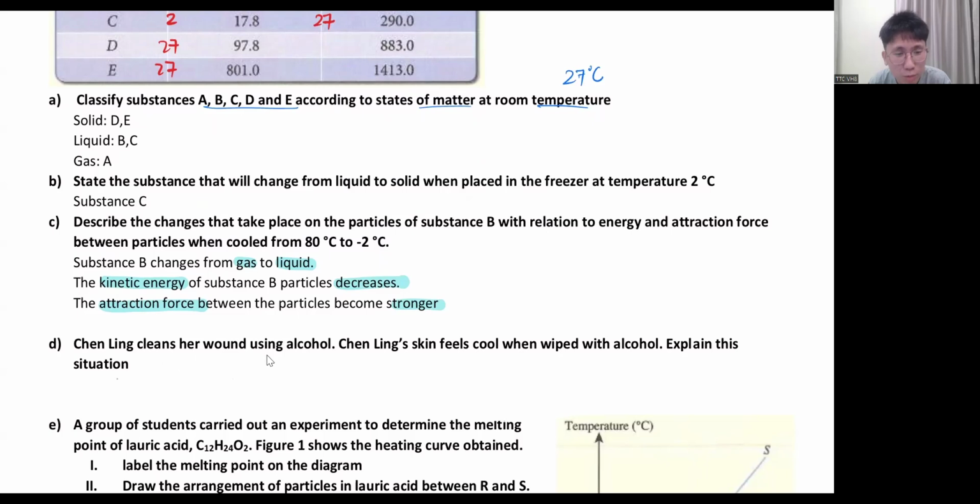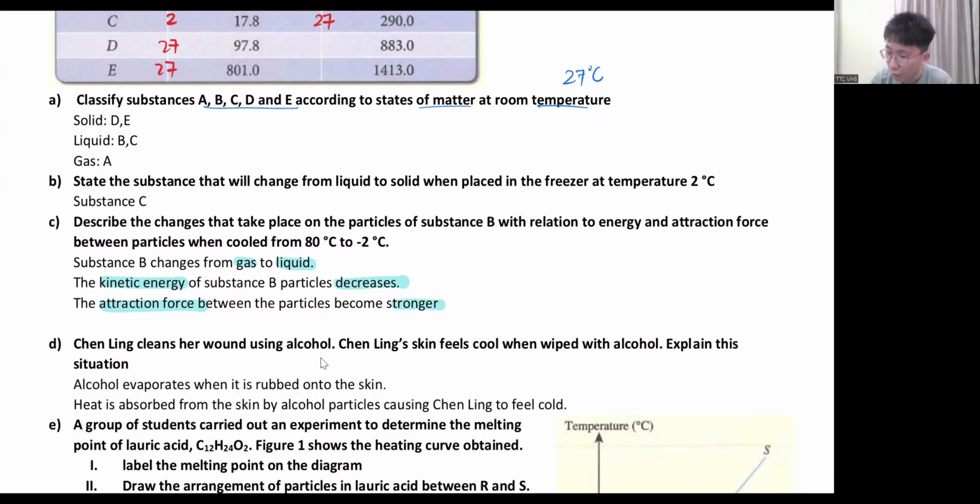Chen Ling cleans her wall using alcohol. Chen Ling's skin feels cold when wiped with alcohol. Explain this situation. So what's the special thing about alcohol? As you all know, once you apply alcohol, it very fast becomes gas. Usually we call this easily vaporize. So we can mention that alcohol evaporates when rubbed on the skin.